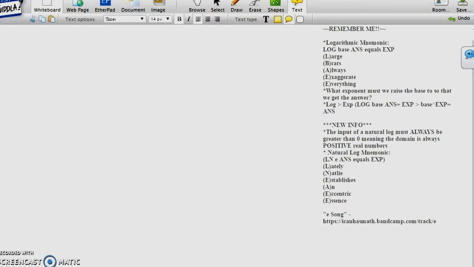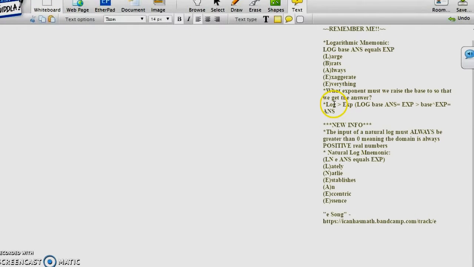Introduce and explain common logs, which are just logs with the base of 10. And if we remember the fancy little mnemonic I used, we can remember the setup of logs and common logs, which is here. Large brats always exaggerate everything stands for the log, base, answer equals the exponent.